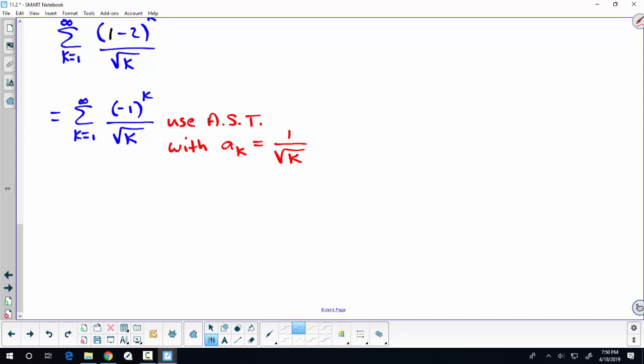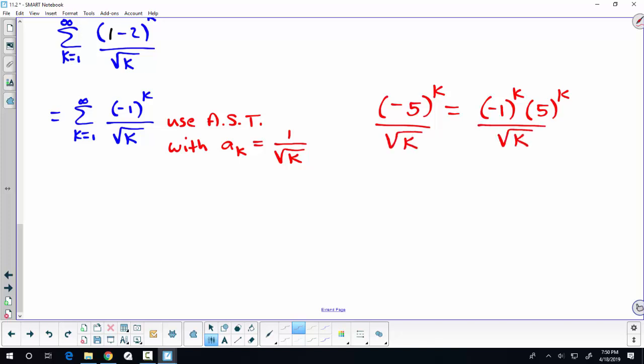Yeah. So it doesn't have to be negative 1, right? It can be some other negative number, maybe 5 or something. So like if this ended up being negative 5 to the k on top, we could view that as negative 1 to the k times 5 to the k. So like if it were this, let's say, then our a sub k is 5 to the k over root k.